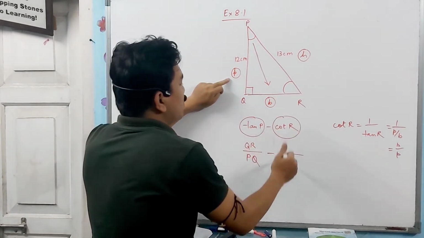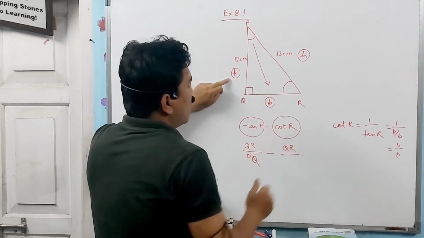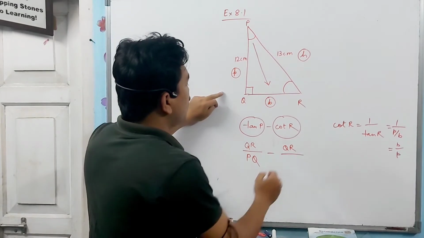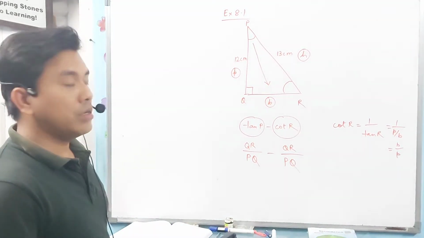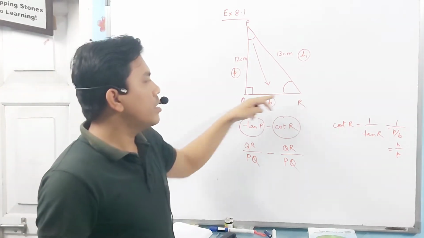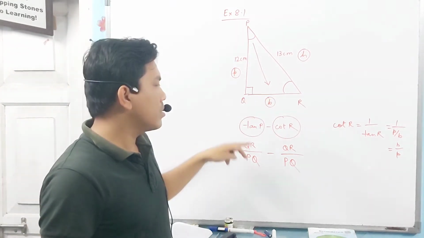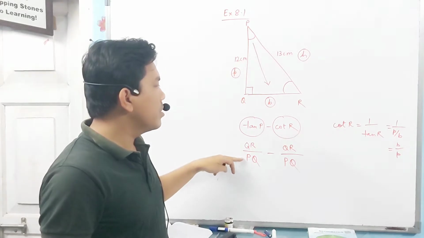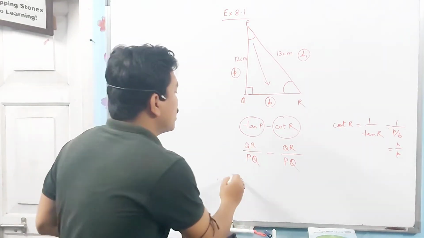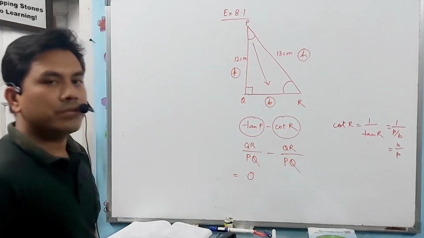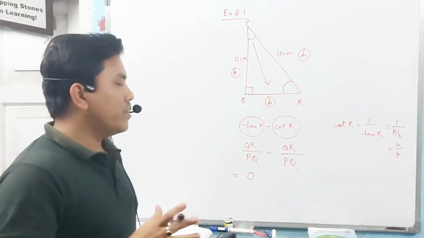What is base here? QR. And what is perpendicular here? PQ. Isn't it? So, do we need to find out QR? I don't think so. Because tan P is QR by PQ, cot R is also QR by PQ. Both of them will be cancelled and the answer will be 0. Understood or not? It is very simple.